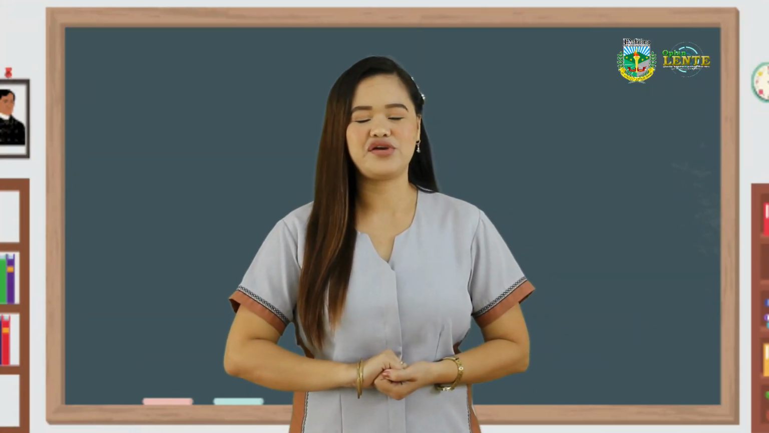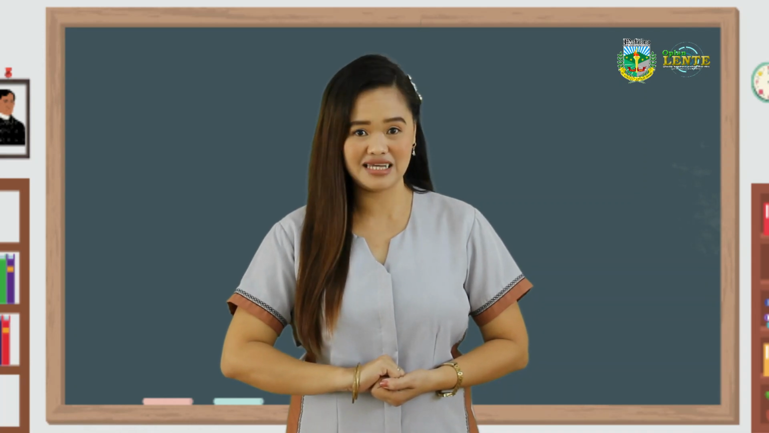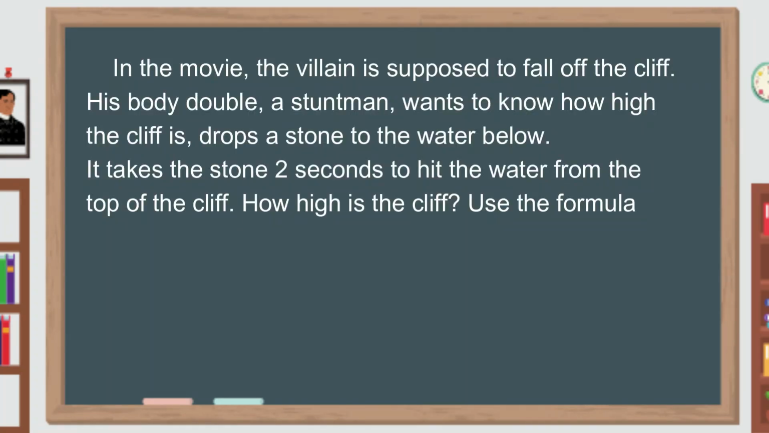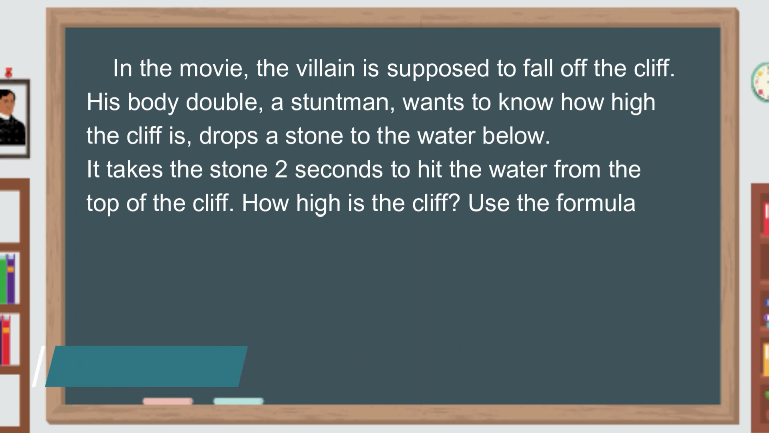After knowing what a radical equation is, let us now explore how to solve radical equations by doing the second activity. Let us call this activity Lights, Camera, Action. We will be making use of a made-up scene to solve the equation that will follow. In the movie, the villain is supposed to fall off the cliff. His body double, a stuntman, wants to know how high the cliff is.